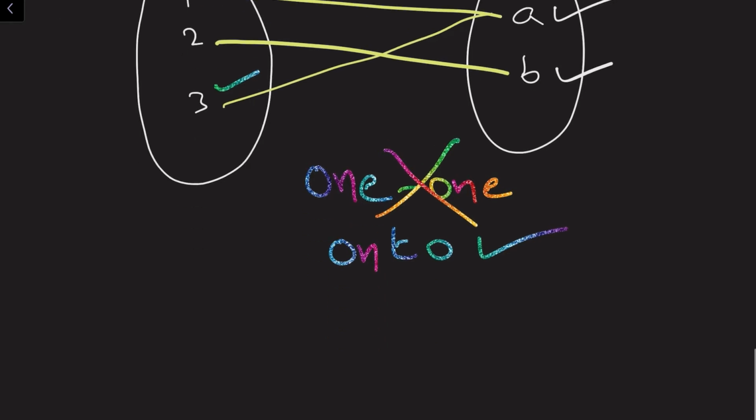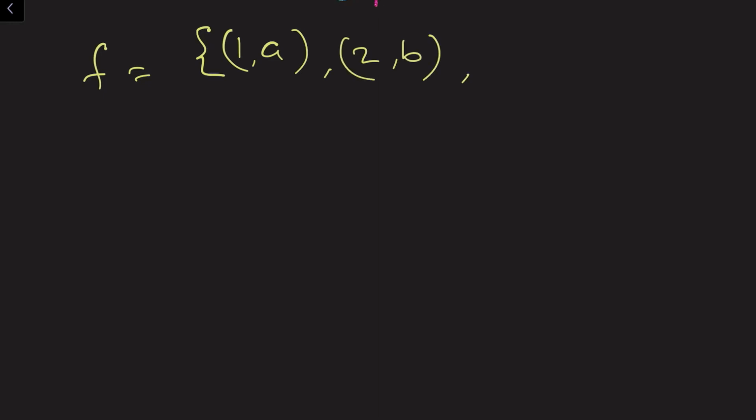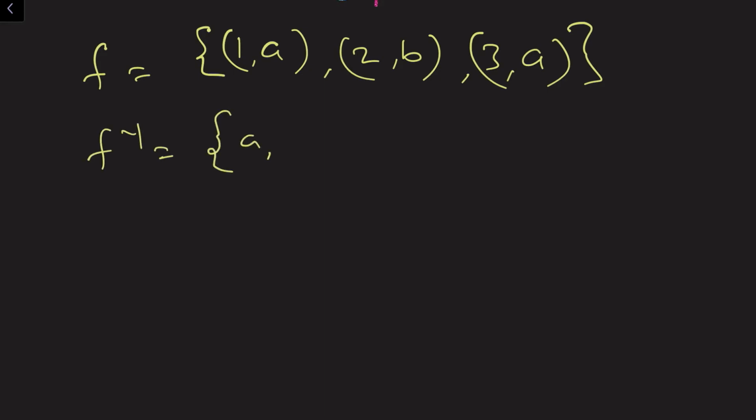Then for the same function f, I'll write the inverse. Function f is given as 1 comma A, 2 comma B and 3 comma A. Now for this I'll write the inverse. F inverse is equal to 1 comma A will become A comma 1, 2 comma B will become B comma 2, 3 comma A will become A comma 3.